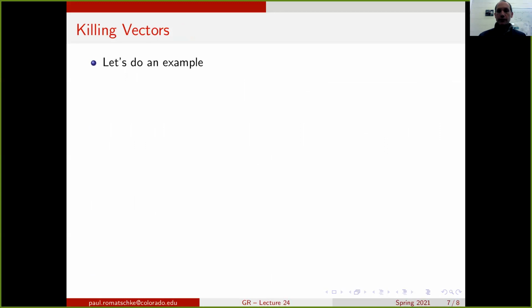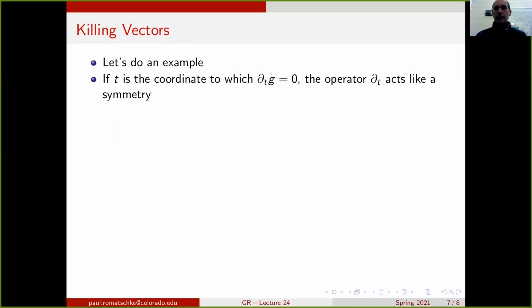Let us do an example of this. Let's be concrete and assume that the coordinate with which the metric tensor is invariant is time, t. So then the derivative of the metric tensor with respect to t is just vanishing. So the operator ∂_t acts like a symmetry. Of course, we may write the operator d/dt, or partial t, as a Kronecker delta δ^μ_t acting on the 4-gradient ∂_μ.